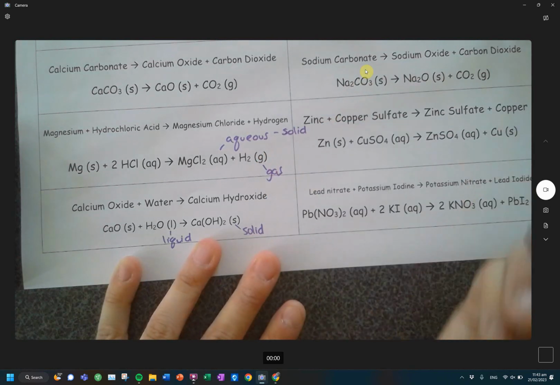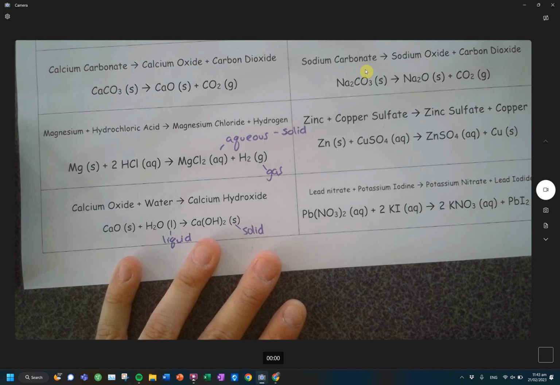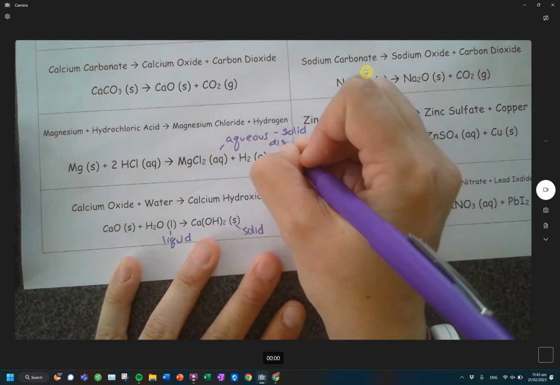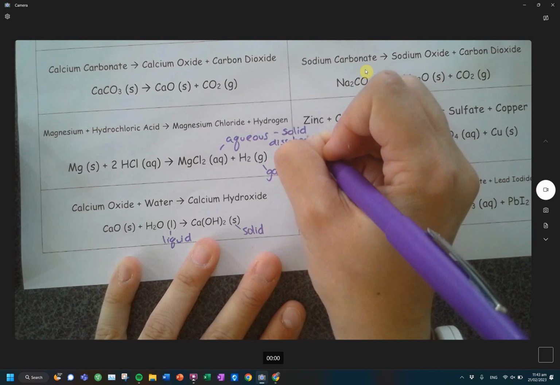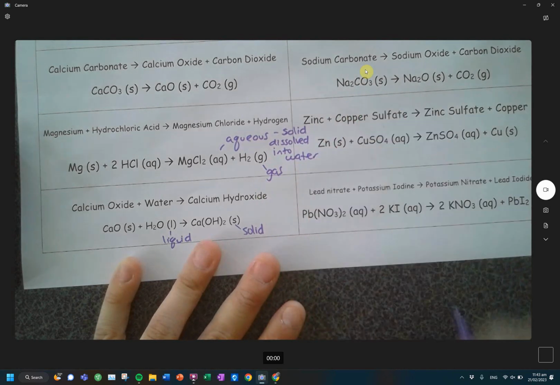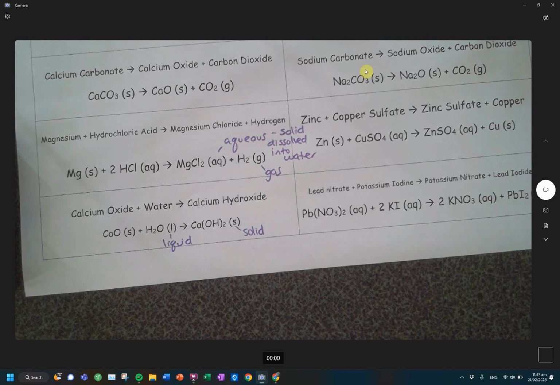So if you guys remember, the solid we call the solute. Sorry, the solute dissolved into water. Usually water, sometimes it's something else. Now that tells us a lot of information because it tells us states of stuff, which is going to be useful for one of our types of reactions.